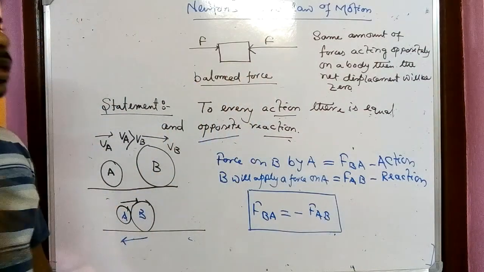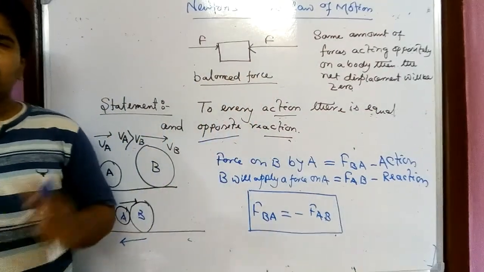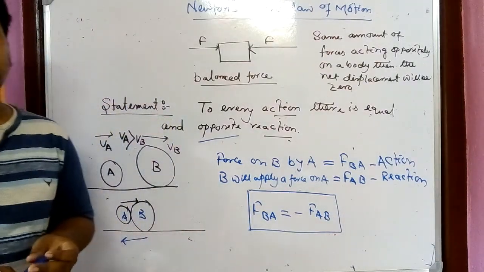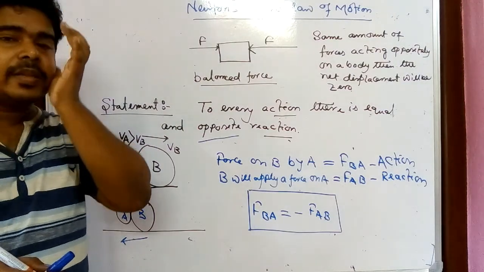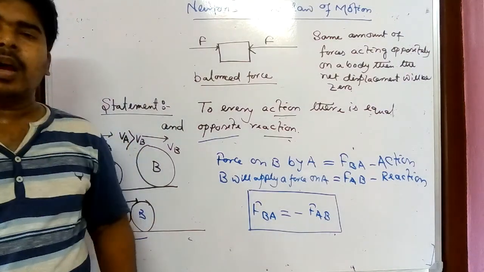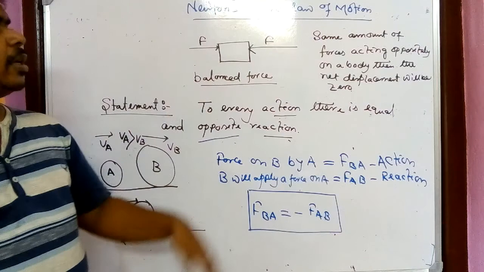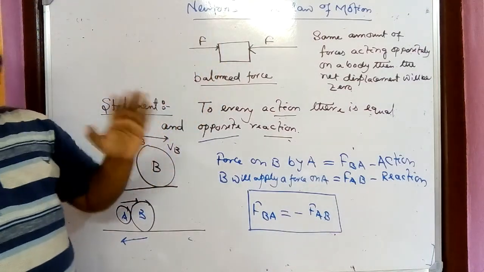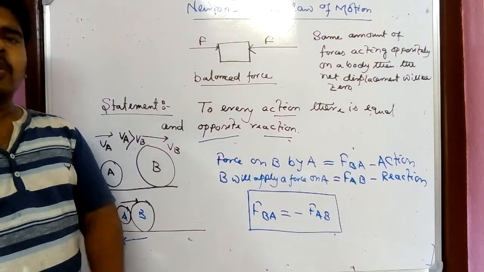Then one thing comes to our mind: if equal and opposite forces are applied, then how is a body displaced? How will a body displace? Because we have seen that when two equal and opposite forces are applied on a body, the body should be static.